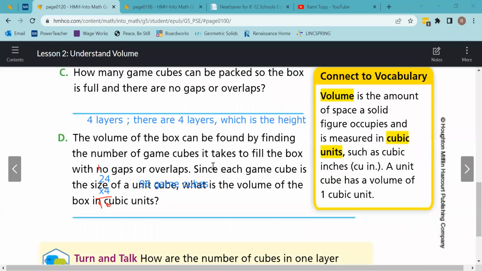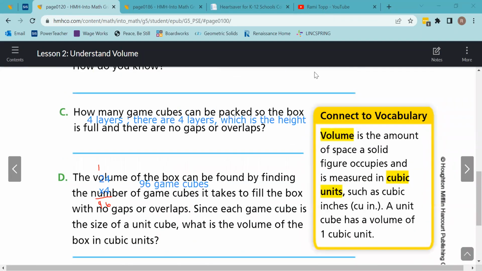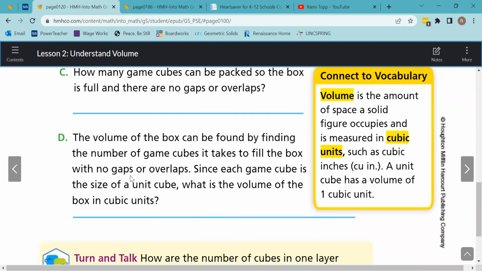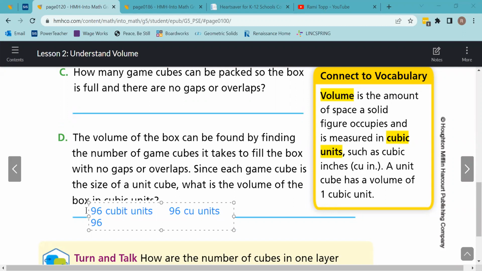Letter D, the volume of the box, you already know this, can be found by counting the number of game cubes it takes to fill the box with no gaps or overlaps. Since each game cube is the size of a unit cube, what is the volume of the box in cubic units? So here they're just repeating it, 96 cubic units, not unites, sorry. You could do 96 and then the word units.